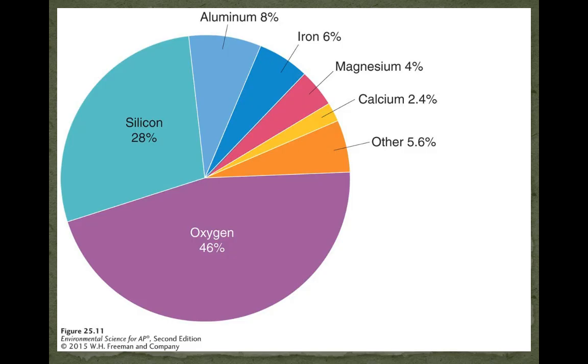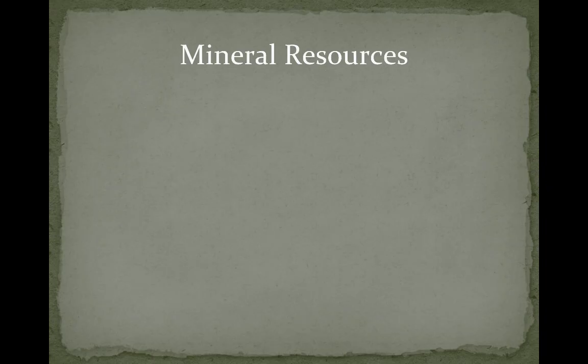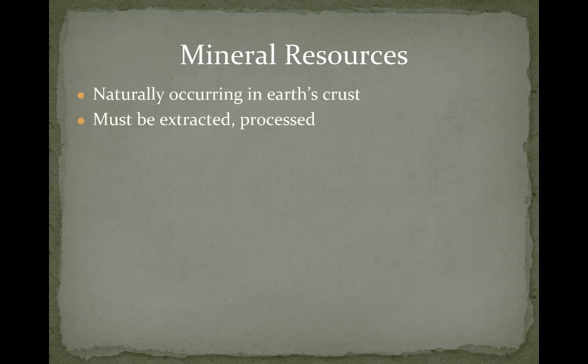So the chemical composition of the crust, which you see here, is pretty much 88% of what's going on, but it is going to change depending on where you're at. Looking at mineral resources, we know they're naturally occurring. We're going to see how they're made within the earth in a bit.